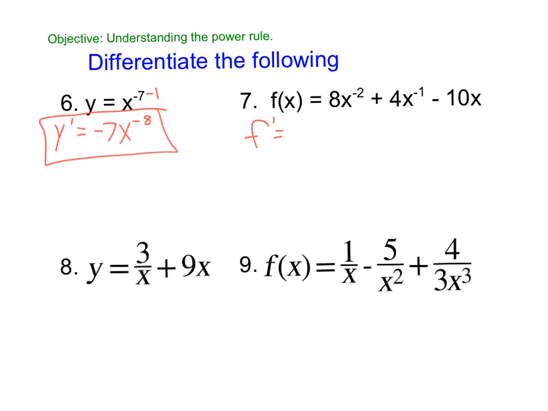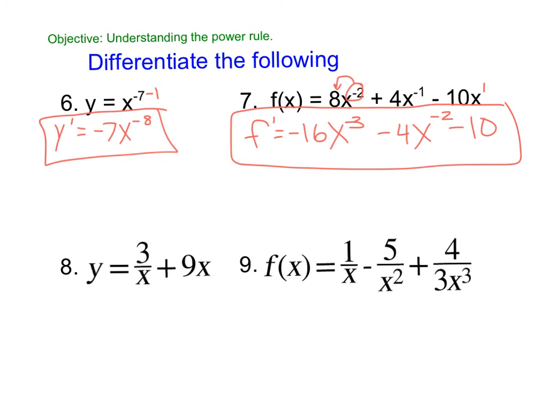F prime, bring my exponent down front, 8 times -2 is -16 x, -2 minus 1 is -3. -1 times 4, so -4 x to the -2. And then last, remember that's a 0, that's a 1 x, so it becomes x to the 0, so just -10. That's it.